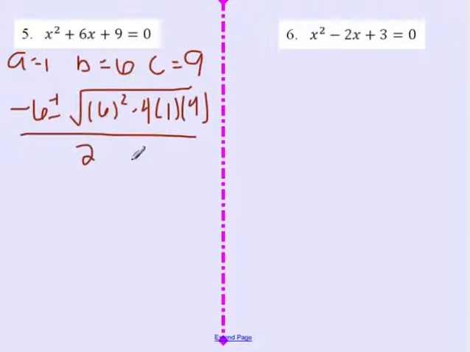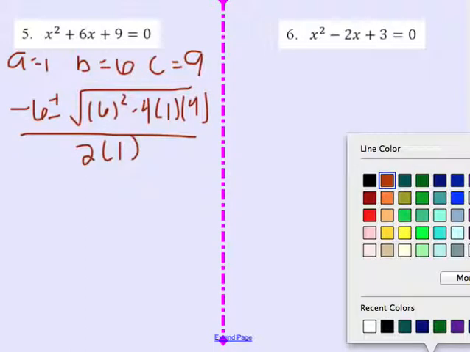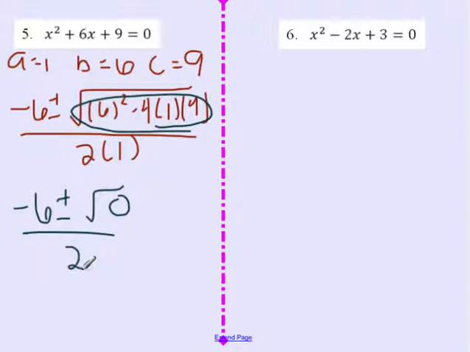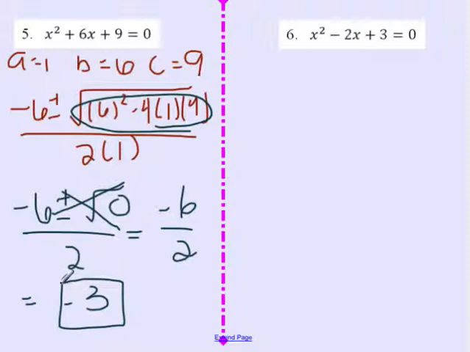So again, I always want you guys to simplify underneath the radical first. And when you simplify underneath the radical, you end up getting 0 for this one. -6 plus or minus the square root of 0 over 2 times 1, which is 2. Well, the square root of 0 is just 0. So really all we have is -6 divided by 2. When it's 0, that entire part goes away. So -6 divided by 2 is a -3. So for this one, we only have one answer. That's okay. We'll talk about what that means here in a second.